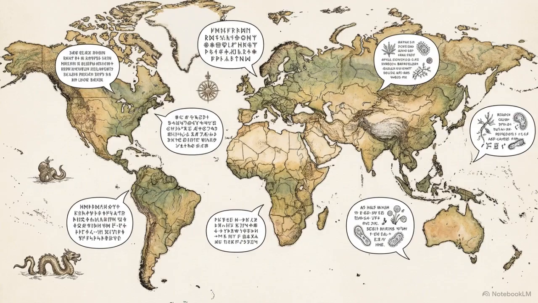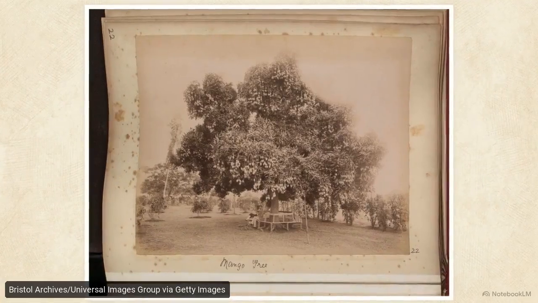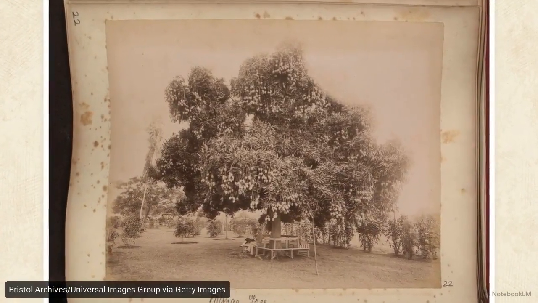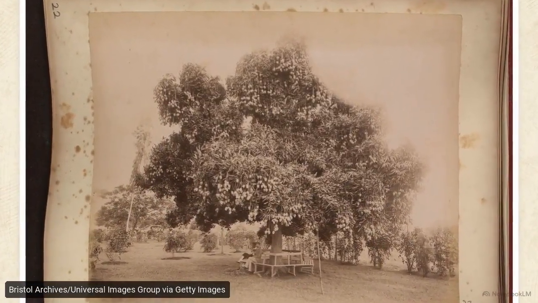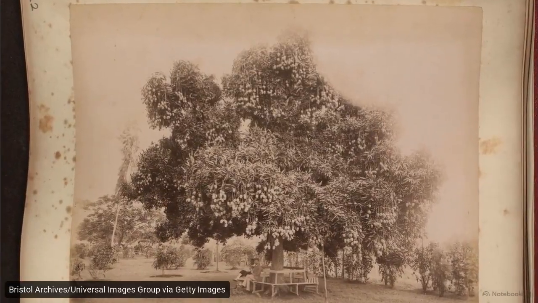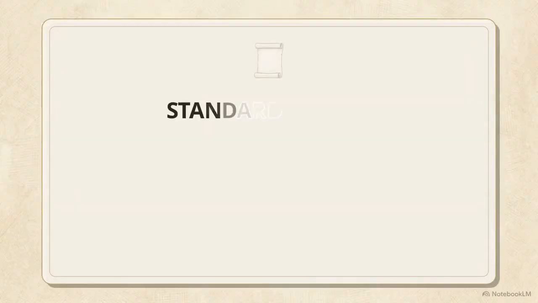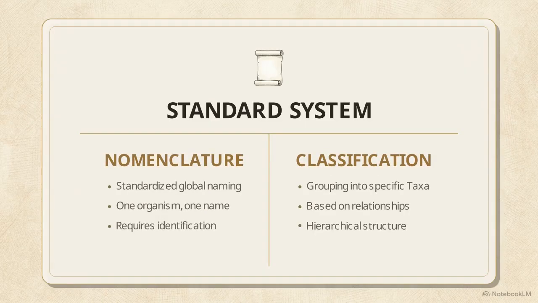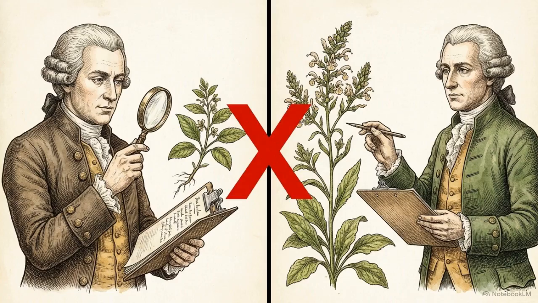This massive biodiversity creates a serious problem: local naming. Take this tree, for example. We call its fruit a mango, but local names change across different regions and languages, creating massive confusion. To solve this confusion, scientists established a global standard system for nomenclature and classification. Without a universal naming system, global scientific communication would be entirely impossible.